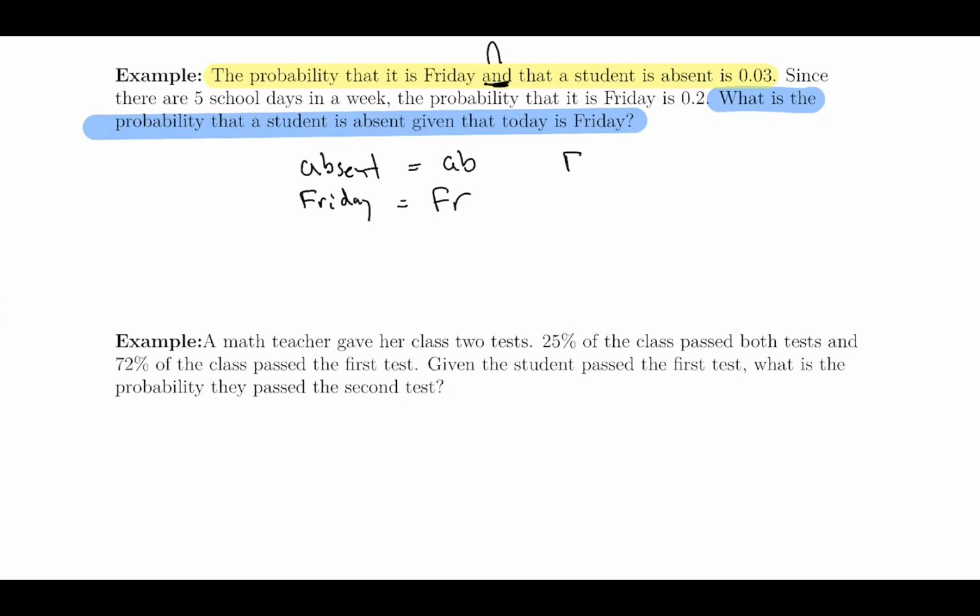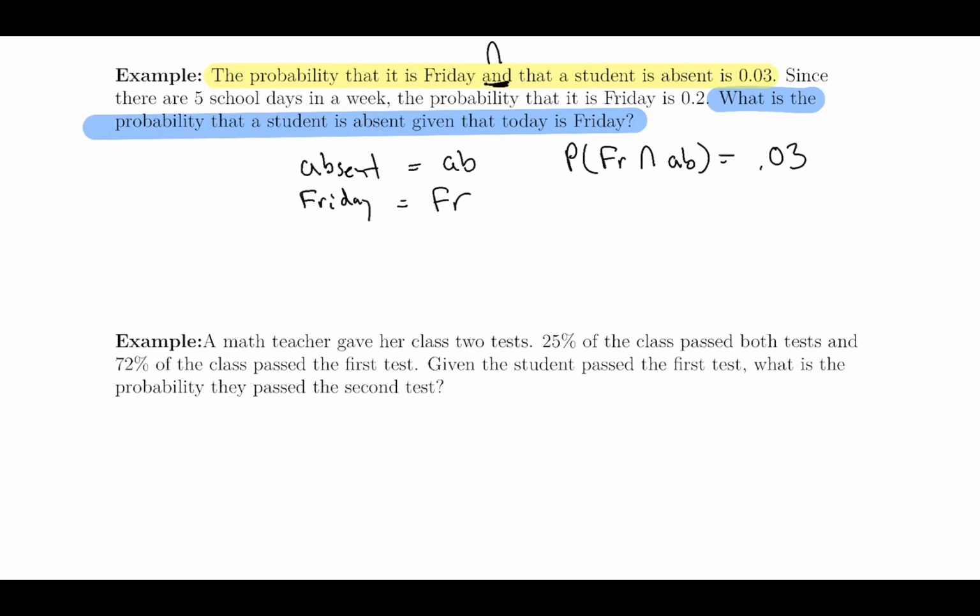So they tell us the probability is Friday and a student is absent. So what's the probability that it's Friday and a student is absent? Well, they tell us it's 0.03, so you put 0.03. All right. And that's what that first sentence gives us. So that's the information the first sentence is giving us. Cool, good job, Stephanie. Any question in regard to that first sentence?